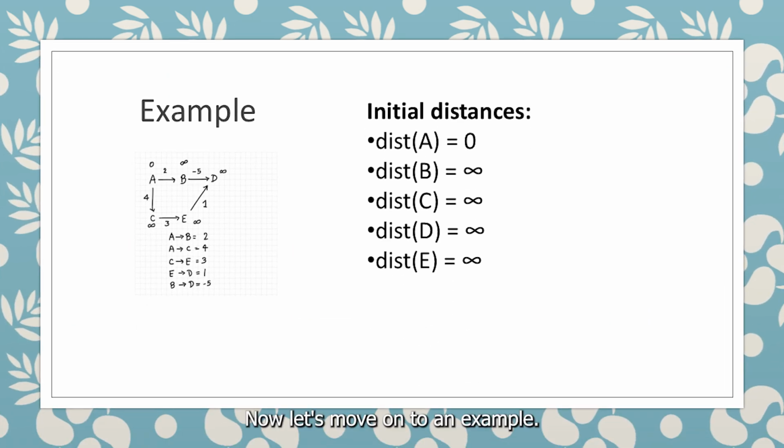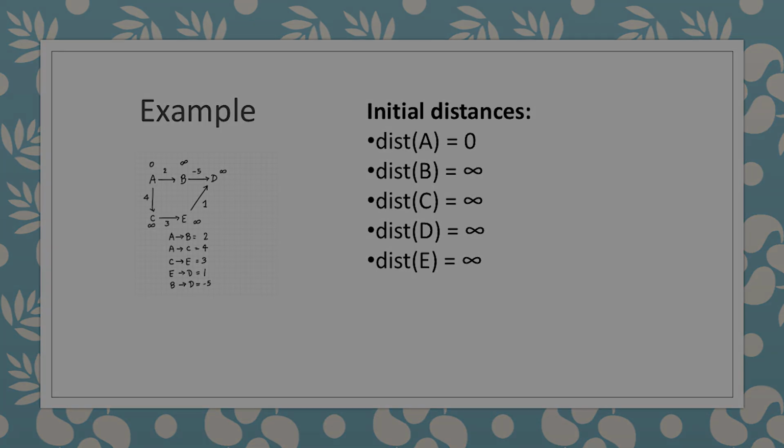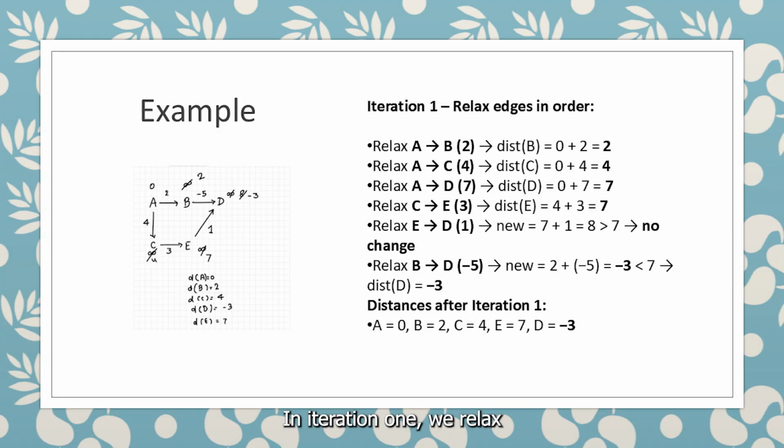Now, let's move on to an example. We start from the source node A. Initially, the distance to A is 0, and the distance to every other node B, C, D, and E is infinity. In iteration 1, we relax all edges one by one. Edge A to B with weight 2 gives distance 2. Edge A to C with weight 4 gives distance 4. Edge A to D with weight 7 gives distance 7.